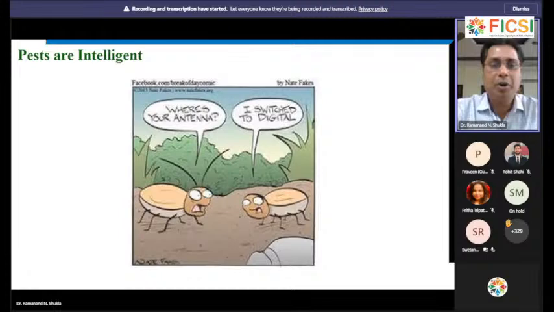Now the first thing about the pests is that they're extremely intelligent. It's not that only humans are intelligent. Even if it is a cockroach that we are talking about, they have been surviving for years. Some historians or scientists say that they are as old as dinosaurs and even beyond that. So they have evolved, they have been with us, and that is where their intelligence lies.